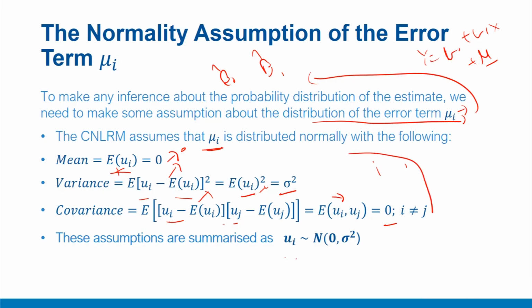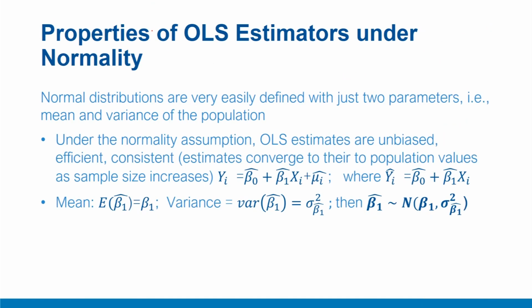Combined, the assumption can be written in this form, that is μi is distributed normally with a mean of 0 and variance of sigma square, with zero autocorrelation. Please note that normal distributions, like we said, are very easily defined by just two parameters: one is the mean mu and the other is the variance sigma square.